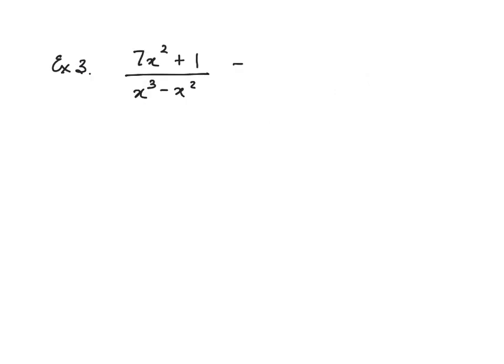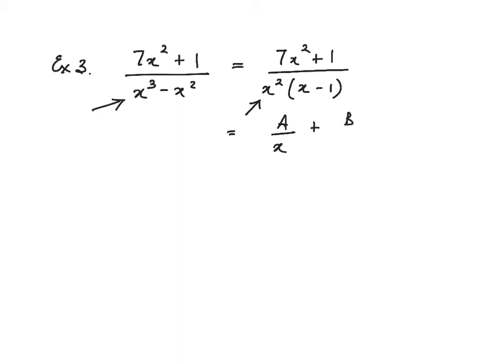Here's example 3. We have to fully factorise the bottom line. That's going to give us 7x squared plus 1. We'll take out x squared as a common factor, the highest common factor, and that gives us x minus 1. Now, here is the repeated linear factor, so we're going to have a over x plus b over x squared plus c over x minus 1.